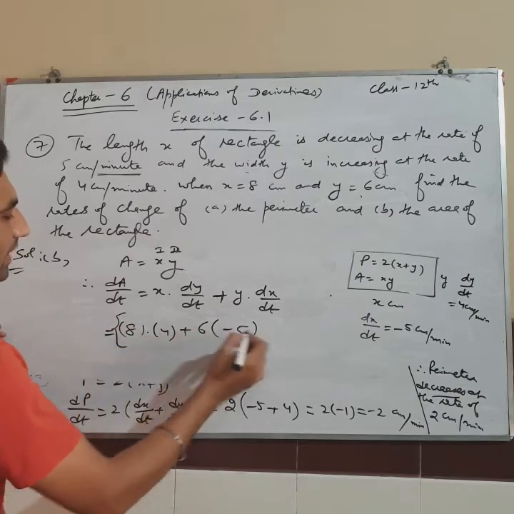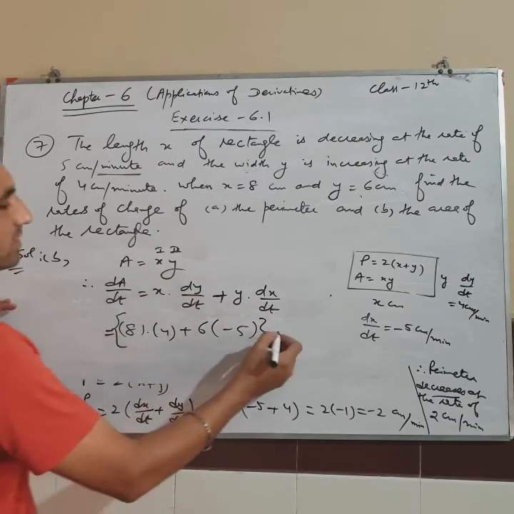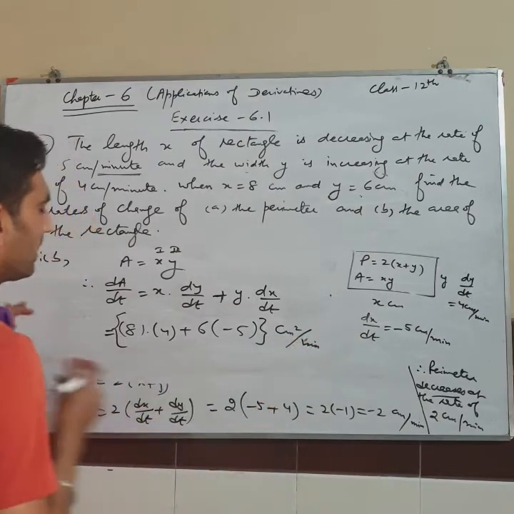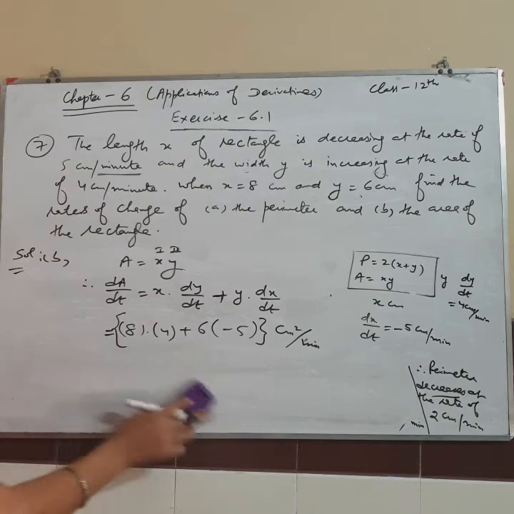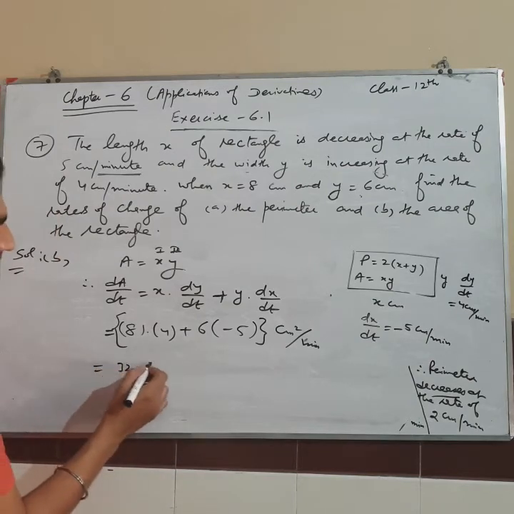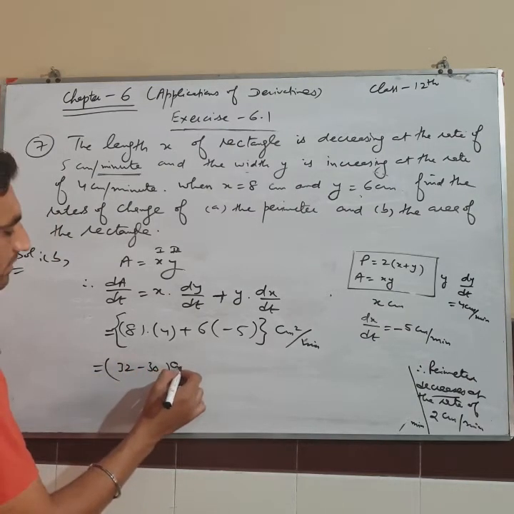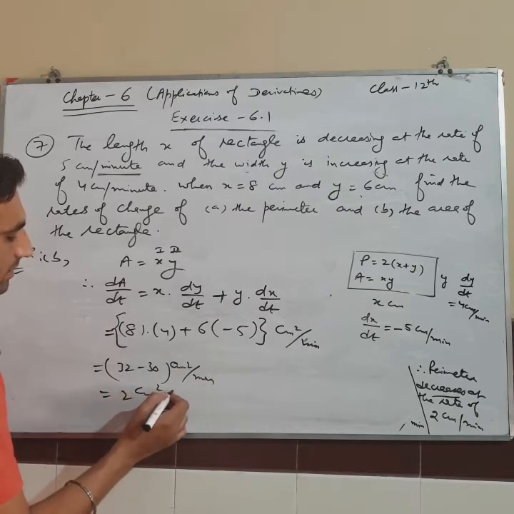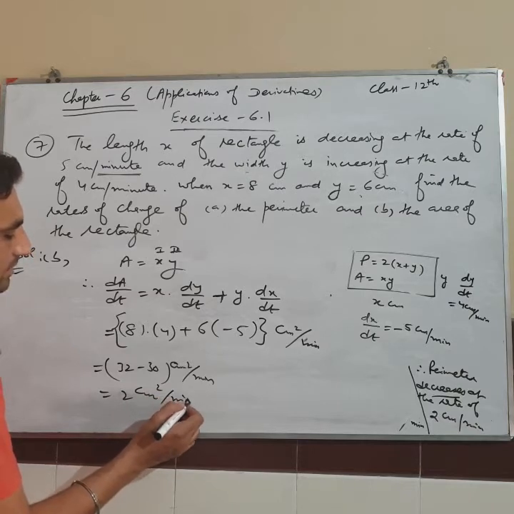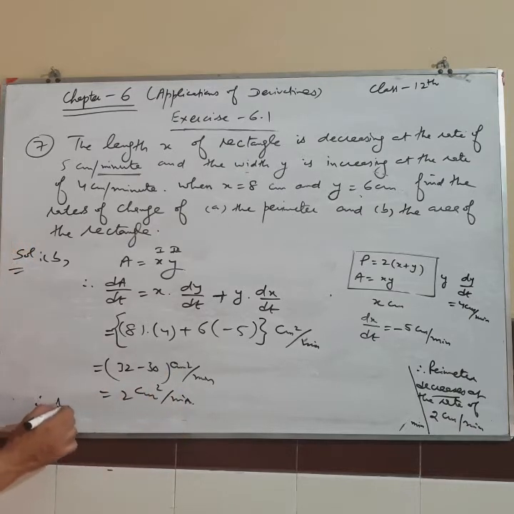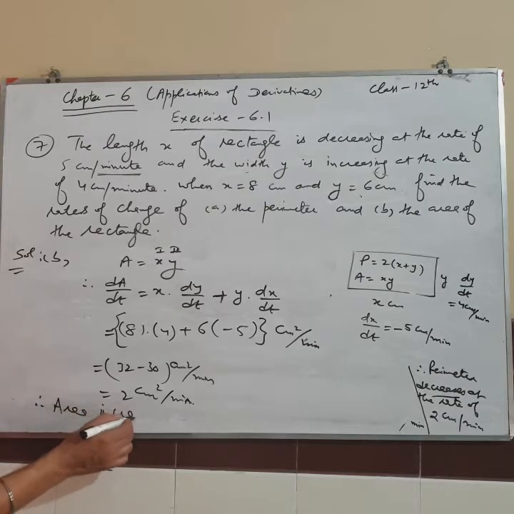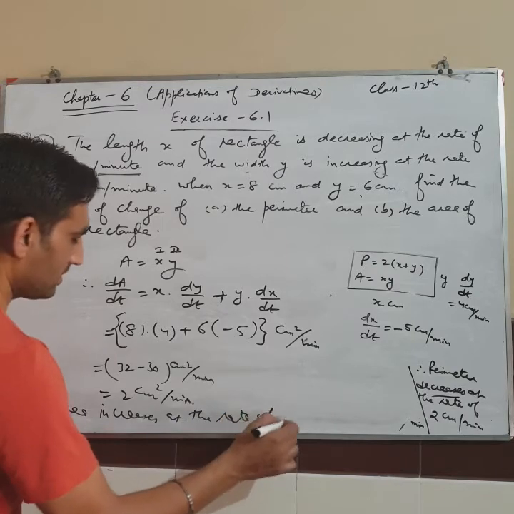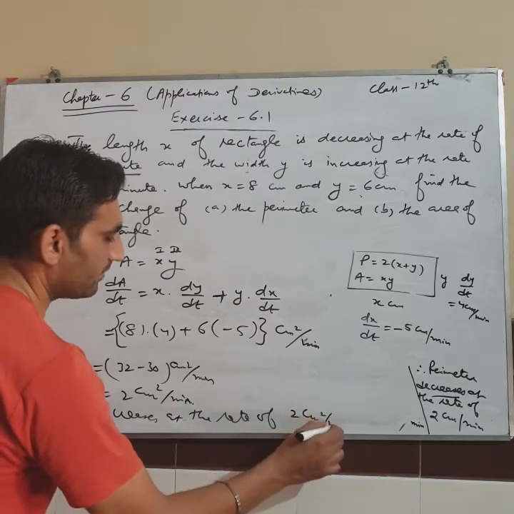In the end, don't forget to write units. Since it is area, so centimeter square. With respect to time means per minute. So it will give 32 minus 30, and in the end write 2 centimeter square per minute. So what is the meaning of this? Positive sign is there, therefore area increases at the rate of 2 centimeter square per minute.